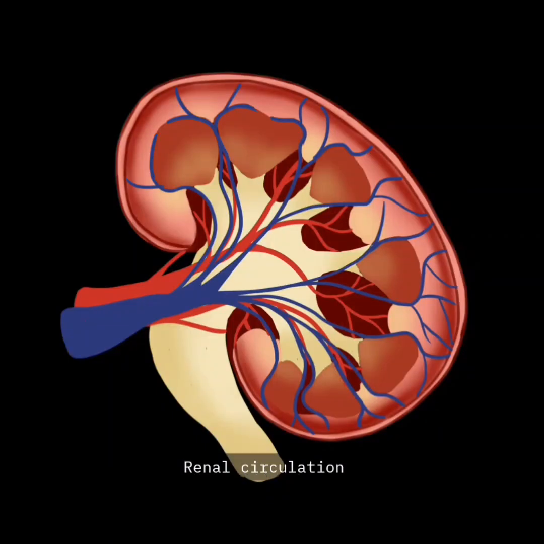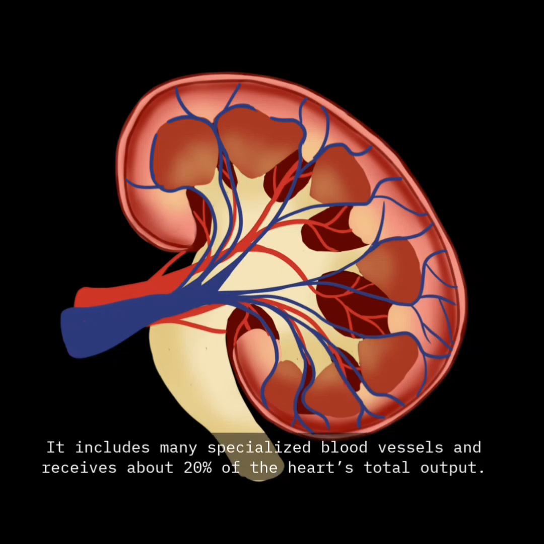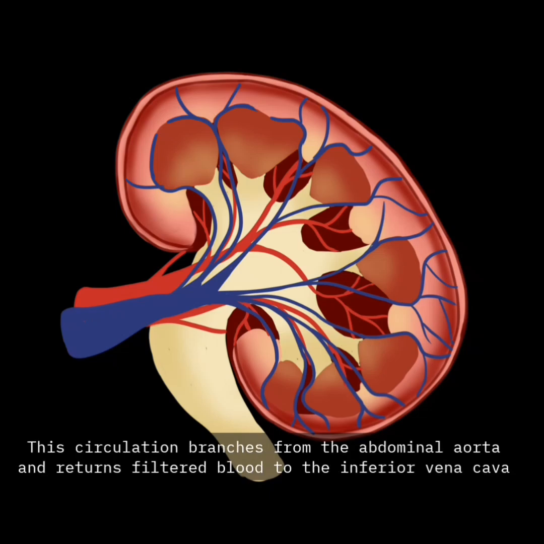Renal circulation. Renal circulation refers to the blood flow to the kidneys. It includes many specialized blood vessels and receives about 20% of the heart's total output. This circulation branches from the abdominal aorta and returns filtered blood to the inferior vena cava.